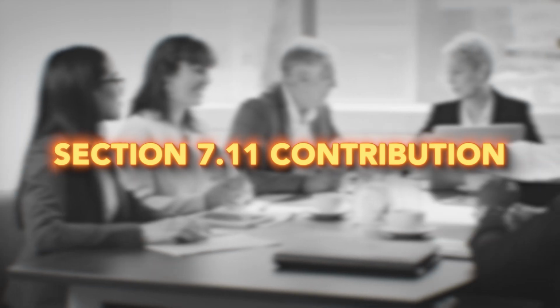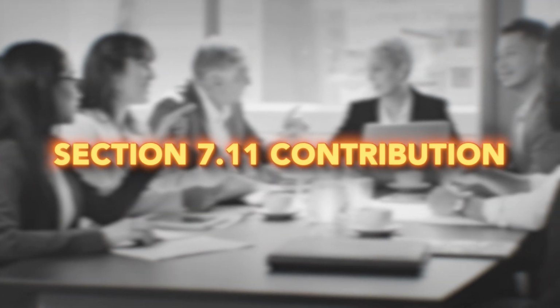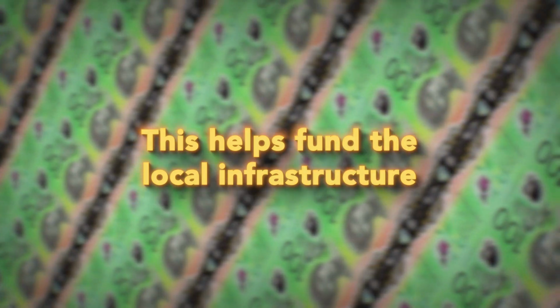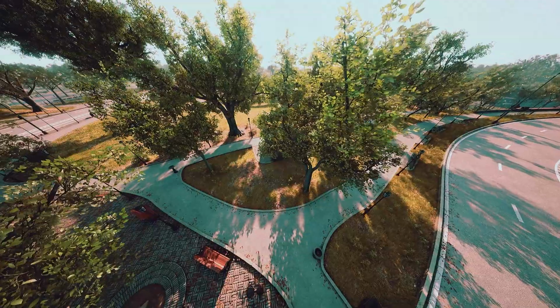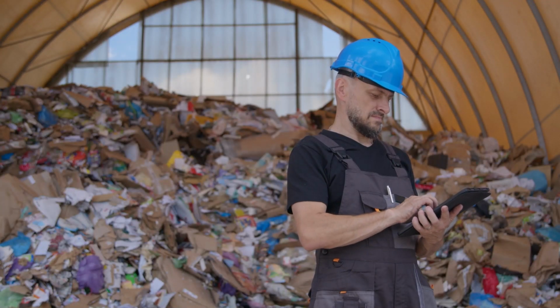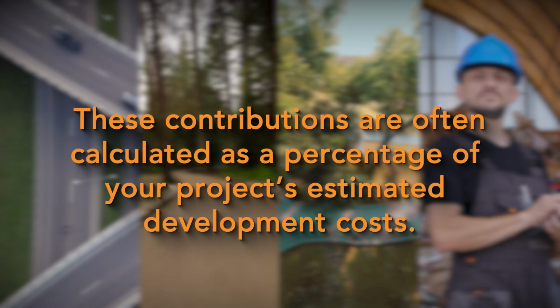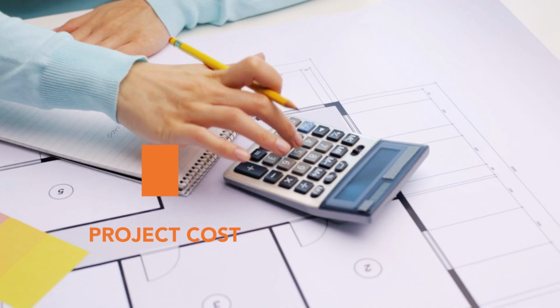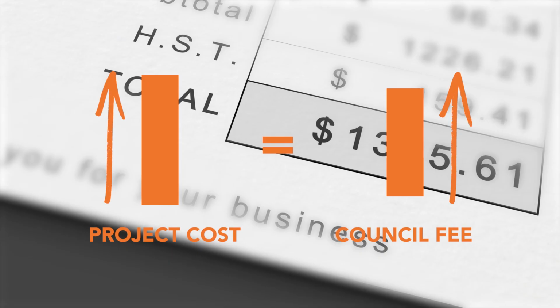Why does it matter? Because this report directly affects how much you pay in council contributions. Most councils apply a Section 7.11 contribution, previously known as a Section 94. This helps fund local infrastructure like roads, pathways, parklands, and waste management facilities. These contributions are often calculated as a percentage of your project's estimated development cost. If your project cost is higher, your council fee will also be higher.